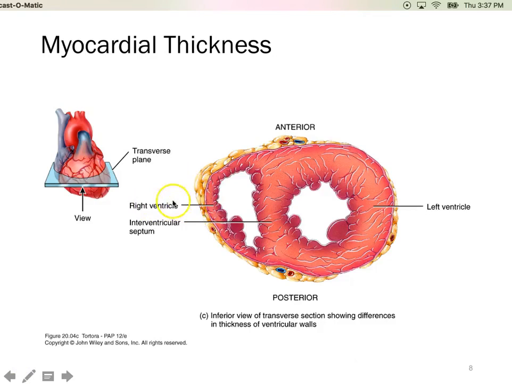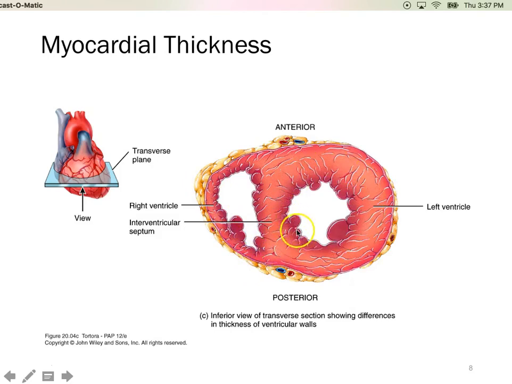All right, so just a couple of things to bring to your attention here. You can see it's a transverse section through the heart, and you'll notice that the walls of the right ventricle are much thinner than the walls of the left ventricle. Now I'm going to give you guys a second. Why do you think that is? Why does the left ventricle need such thick walls, whereas the right ventricle can get away with such thin little walls?